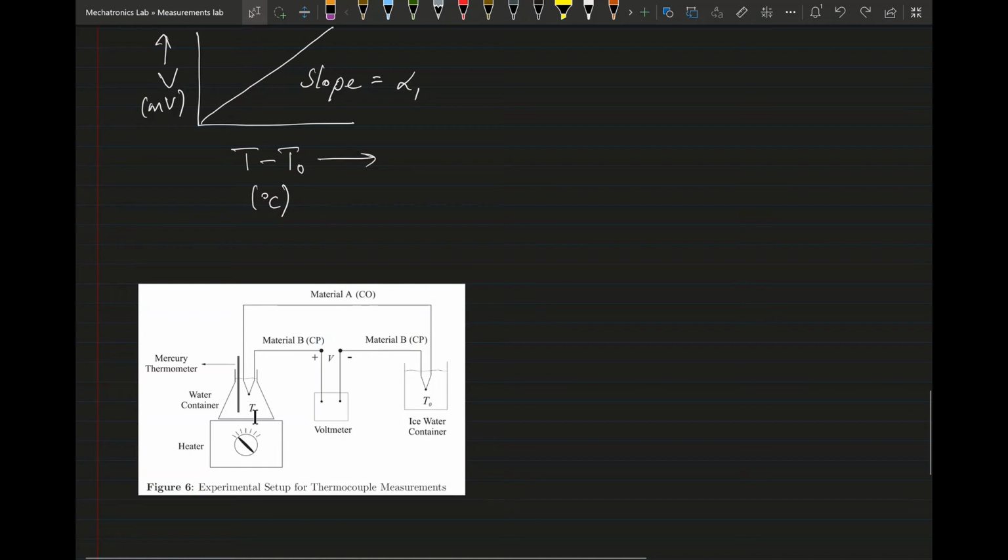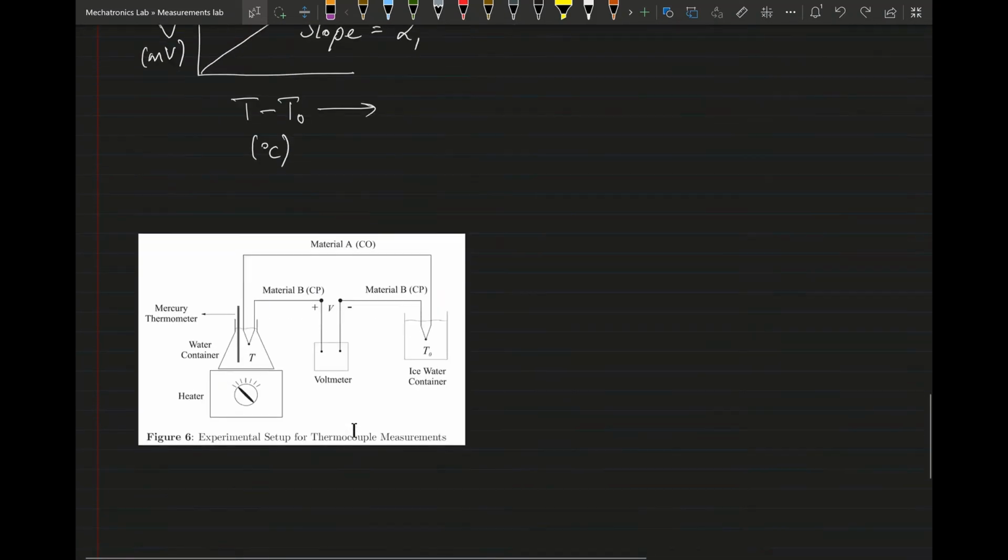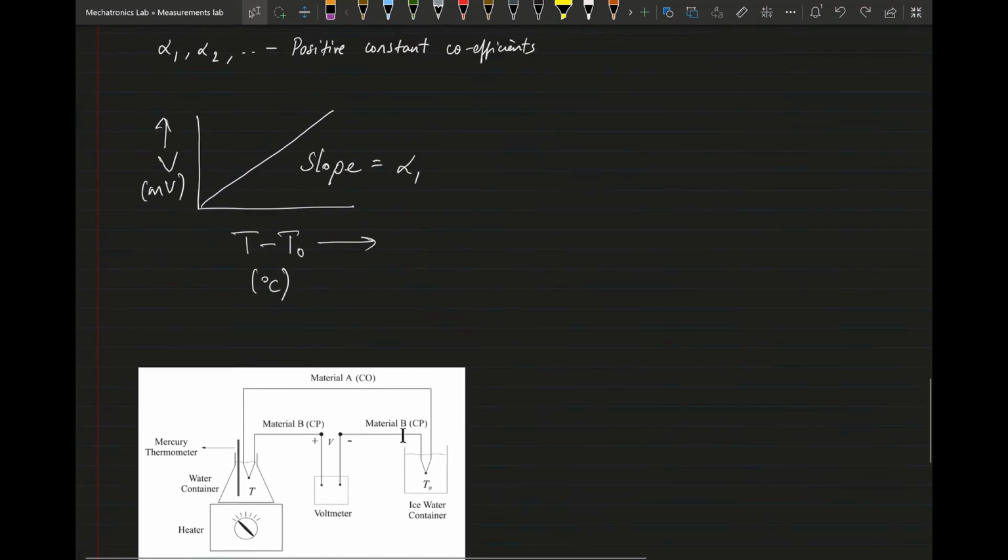When you look at it in the experiment, as the temperature difference between the water and ice increases, the voltage generated in the circuit increases. You can look at the voltage in the voltmeter, and the voltage isn't really huge. It's a really small voltage, in millivolts. So it's not a generator or anything. It's just a sensor.